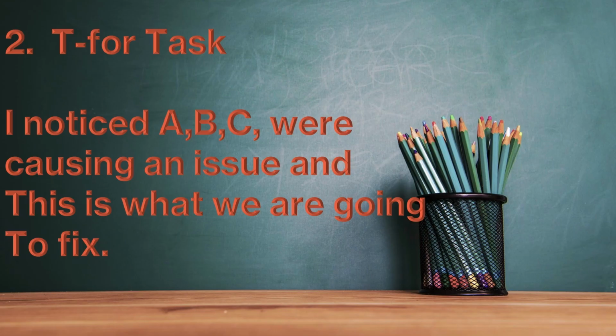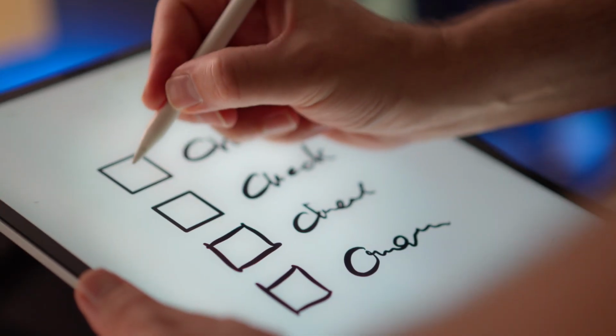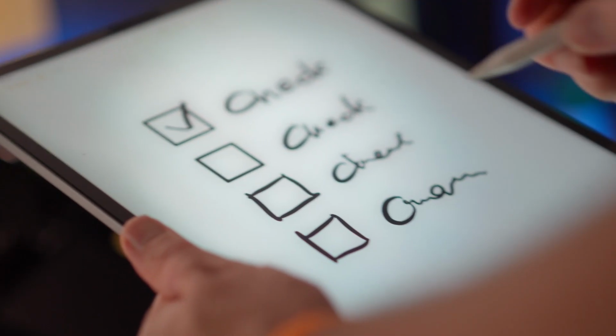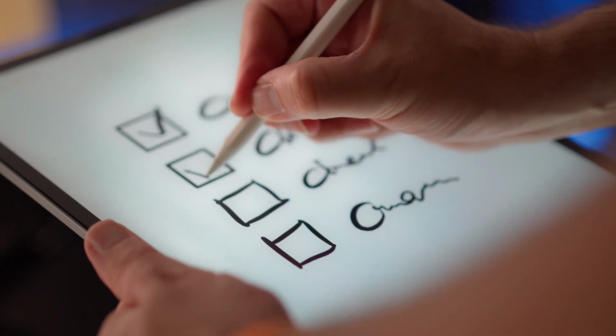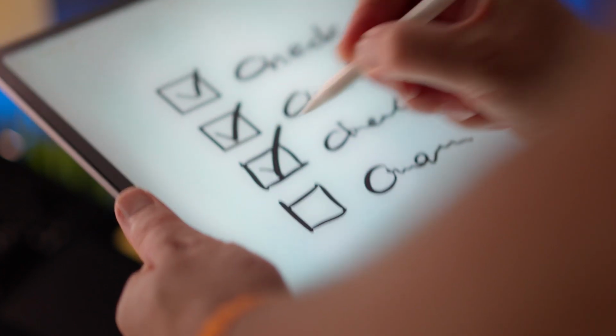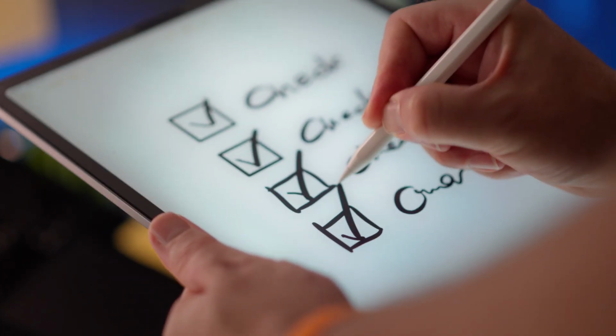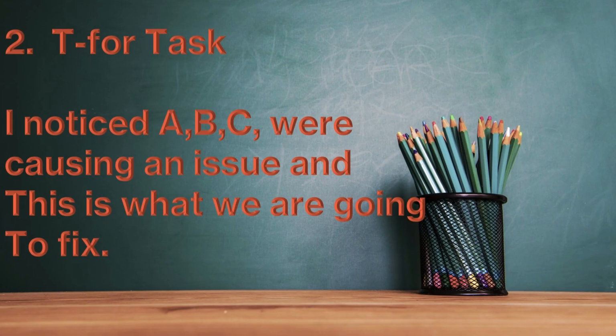Task. Now, task is I noticed A, B, and C were causing an issue, and this is what we're going to fix. So in this one, with the situation, you saw A, B, and C were causing an issue. So with task, this is what you saw that you needed to fix. Okay, well, I looked, I needed to get those people to follow the process. I needed to speed this line up. I needed to improve quality by implementing these tools. So that's how you would answer that question.